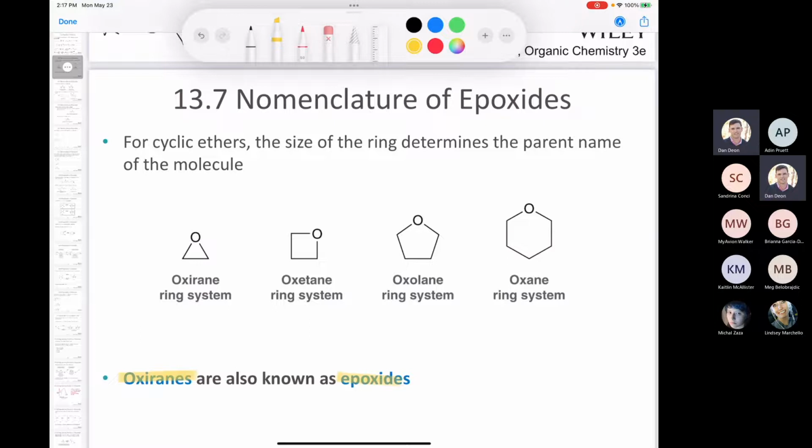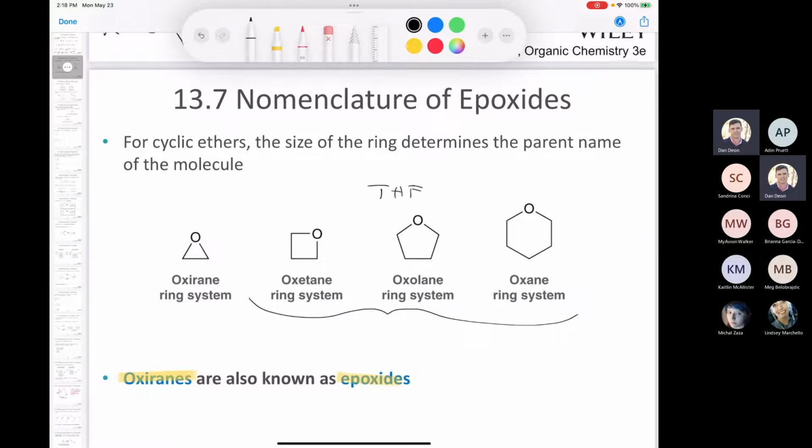If you only have 2 carbons and 1 oxygen, then it's an oxirane. If you have 3 carbons and 1 oxygen, it's an oxetane. 4 carbons and 1 oxygen, it's an oxolane. And 5 carbons and 1 oxygen, it's an oxane. We're not really going to worry about oxetanes, oxolanes, and oxanes a whole lot. And in fact, you probably recognize this compound.